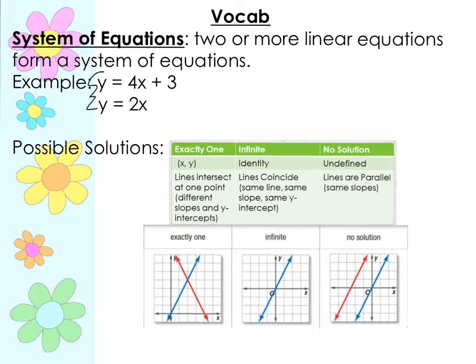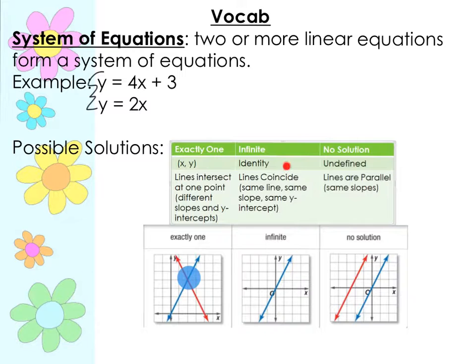Now, there are different types of solutions that we could get. Most of the time, you're going to get exactly one solution. That happens when the lines have different slopes and they have different y-intercepts. You'll notice on this graph that it has exactly one solution because it intersects at one point, right there. I have a pretty big highlighter there, but that's okay. So they intersect at one point. That's our solution, and we would list that ordered pair.